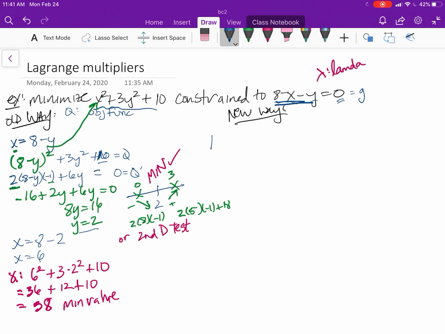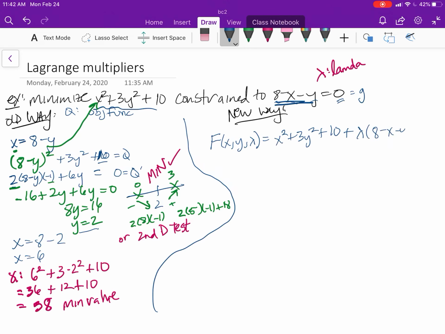So what our first step is, let's separate this here. We create this new function capital F, and we're creating it with 3 variables. And what you do is you take your original max or min function, which we called q, whatever, or lowercase f. Take that function and add this g multiplied by lambda. So it's lambda g here, and then f or q or whatever there. Okay, f plus lambda g.